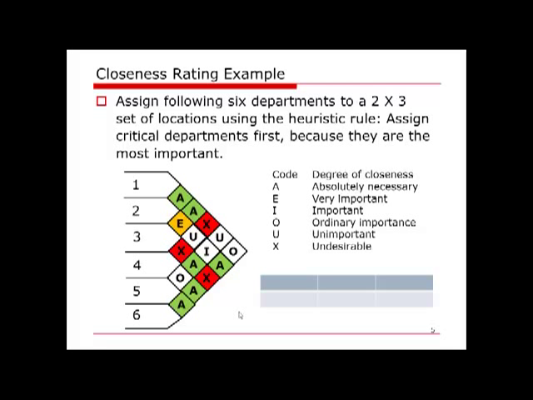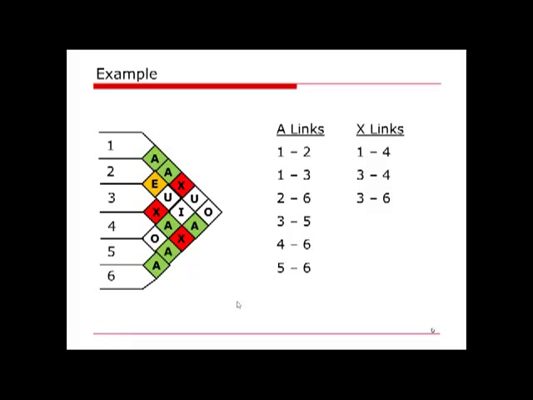Now, how should I allocate these 6 departments into the 6 locations so this table requirement will be satisfied? It would be ideal that all these relationships be satisfied, but sometimes we may need to do some compromising because not all of them can be satisfied at the same time. So there is a heuristic rule which says that we assign the critical departments first because they are the most important. So the first step we want to do is identify the critical links or the critical requirements.